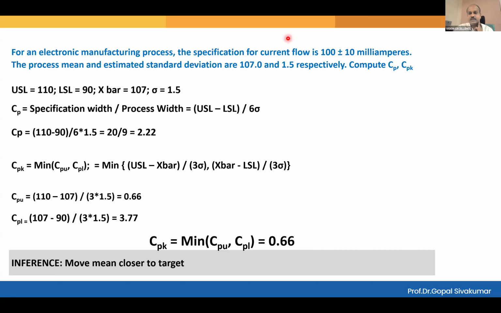If the process average is 107, is your process shifted or not? Yes, sir. Shifted towards the right. Now your CPK will be what? CP upper. CPK will be CP upper. You see, your CP upper is 0.66 and that is assigned to CPK. So now let us calculate. CP is specification width, nothing but customer tolerance, divided by process spread, which is USL minus LSL divided by 6 sigma or 6S. According to that, you are getting a CP value of 2.22.